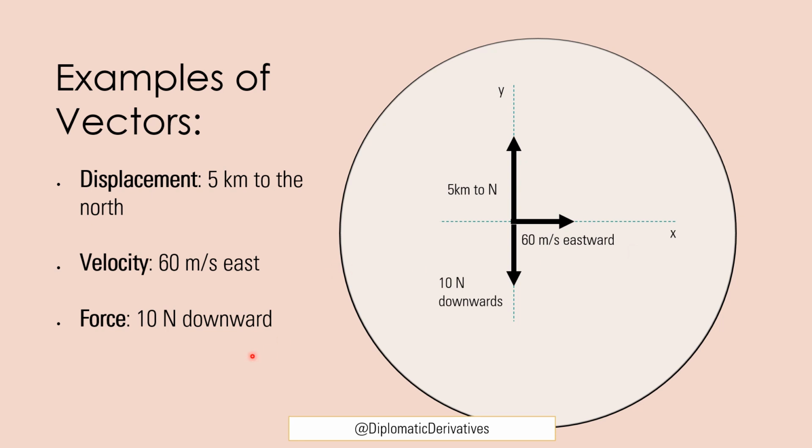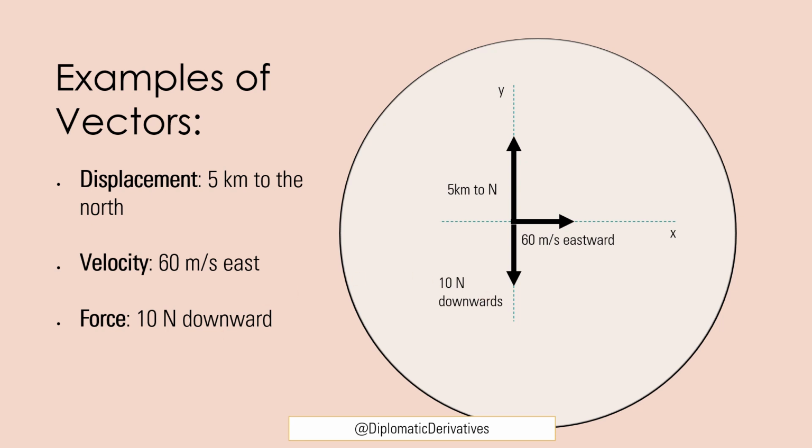Then we have force. Force also has a direction. It's applied in a particular direction. For example, if you're pushing a chair, you're applying a force in a certain direction, right? So this is 10 newtons downwards. Newton is the unit for force. So 10 newtons is the magnitude and direction is downwards. If you're pushing something downwards, you're applying a force in the downward direction. So that is 10 newtons downwards as an example.